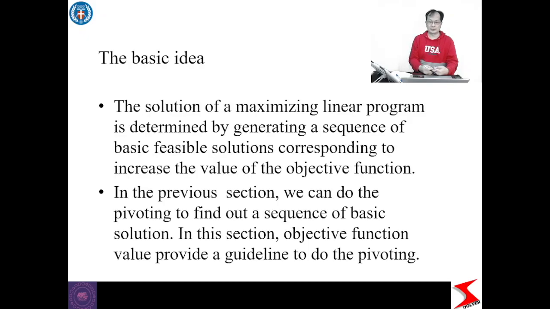Remember, when we talk about the slack variable part, we can do a sequence of pivoting to get a solution for the problem, but actually we don't know which one is better, or if this solution reaches the optimal solution. So if we generate a sequence of pivoting, we can provide the objective function value as a guideline for the pivoting. We have the information to judge if the solution reaches the optimal solution or not.